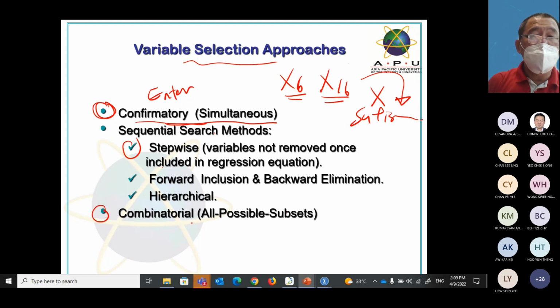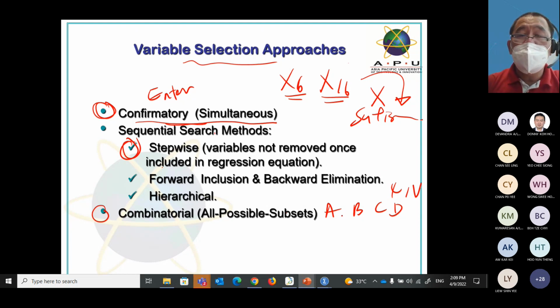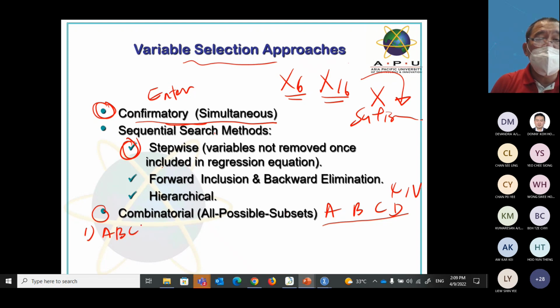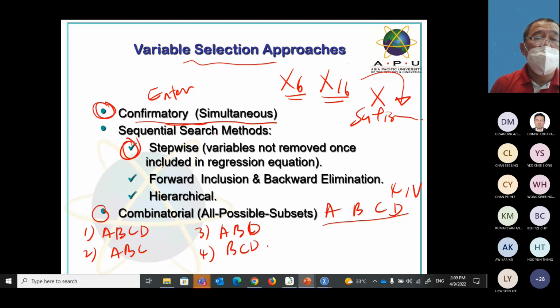For example, let's say you have 4 independent variables. Don't worry, I will come back to stepwise. So for combinatorial, model 1, you use all 4: A, B, C, D. The second model, you take A, B, C only. The third, you take A, B, D only. And then the fourth model, you take only B, C, D, and so on and so forth.